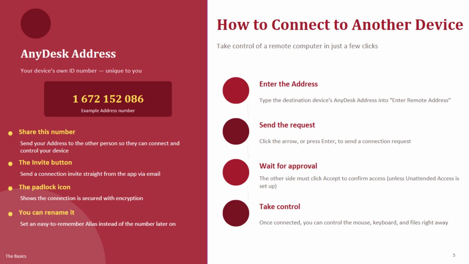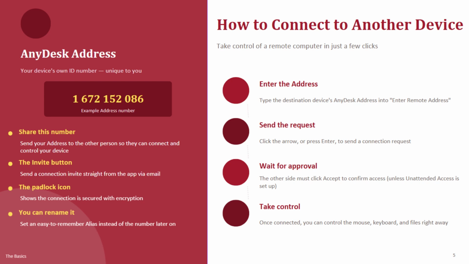AnyDesk address and how to connect to another device. Let's dig a little deeper into the address. Think of it like your device's own phone number, completely unique to you. If you want someone to connect to you, just send them this number or use the invite button to send a connection request straight from the app by email. Notice the padlock icon next to the address. That's your sign the connection is securely encrypted, and if the number's hard to remember, you can set an easier to remember alias for it later.